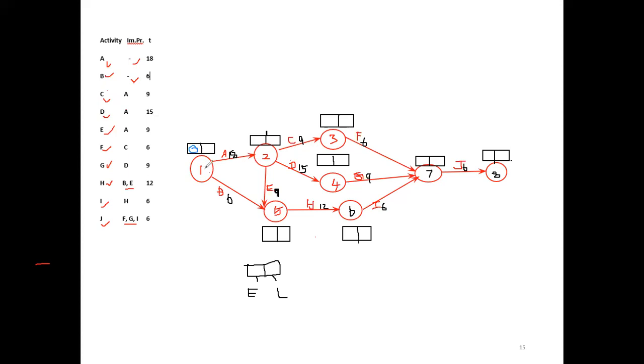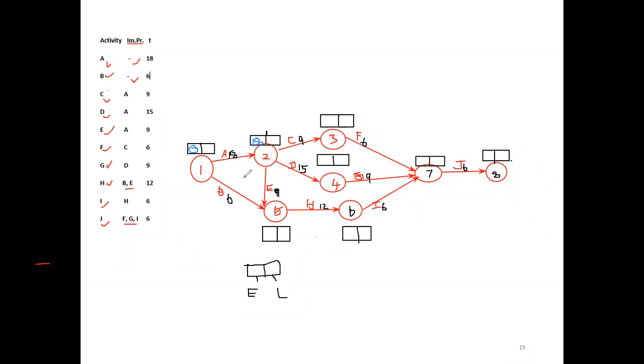To start the second event, A should be completed. Then how many days we spent? Here 0 plus 18, then 18. So the earliest time you put is this one. This is the way you put the time estimate. 0 at the very beginning, no days spent. Then activity A needs 18 days, so 0 plus 18 for the second event. So 18 days we are in the second event. Already 18 days spent; activity A needs 18 days.